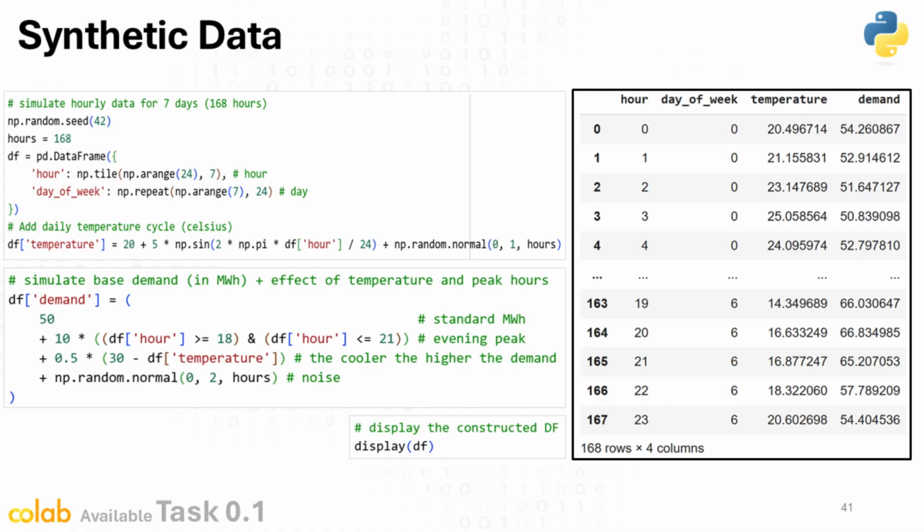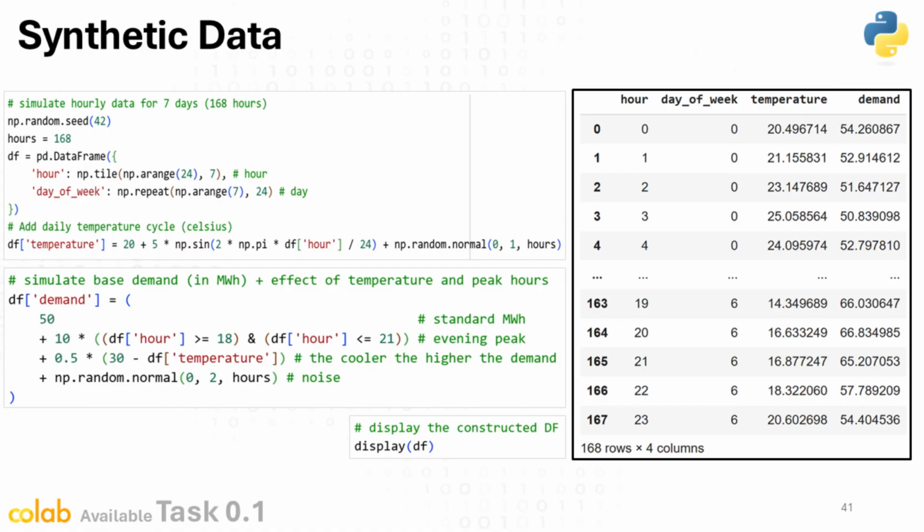Next, we simulate the temperature cycle. We use a sine wave function to model the natural rise and fall of temperature throughout the day, centered around 20 Celsius with a 5-degree fluctuation. To make it realistic, we add a bit of Gaussian noise using np.random.normal, ensuring our data isn't a perfectly smooth artificial curve. The most critical part of the simulation is how we define our demand in megawatt hours.